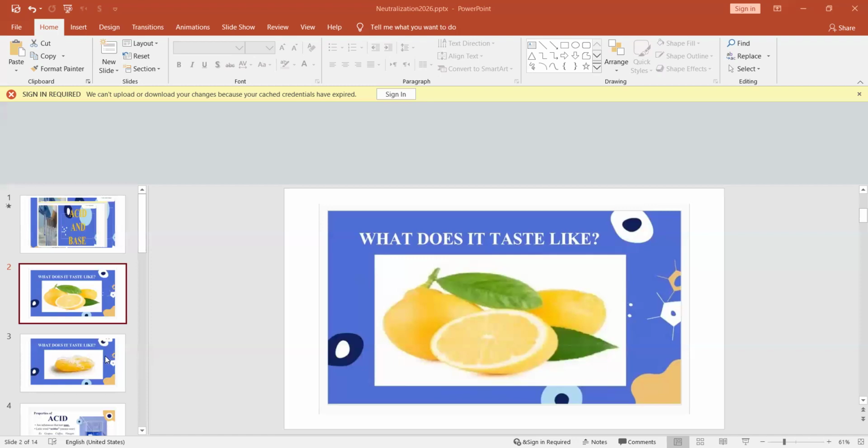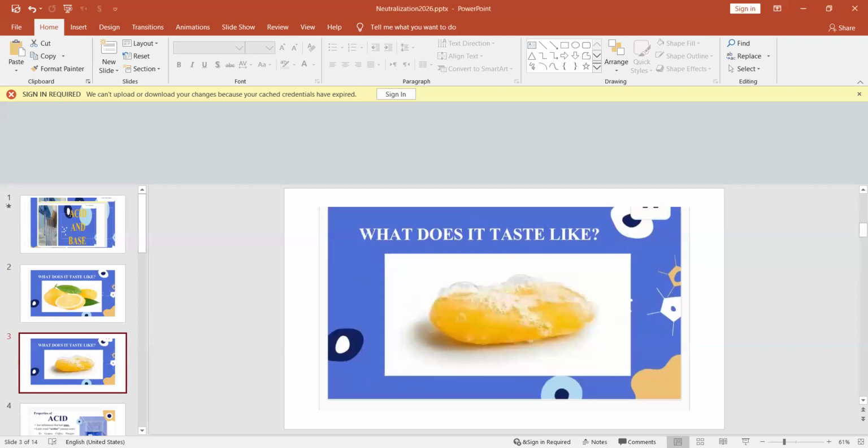Next, we will go to soap. What is the main property of soap? It is slippery while touching.